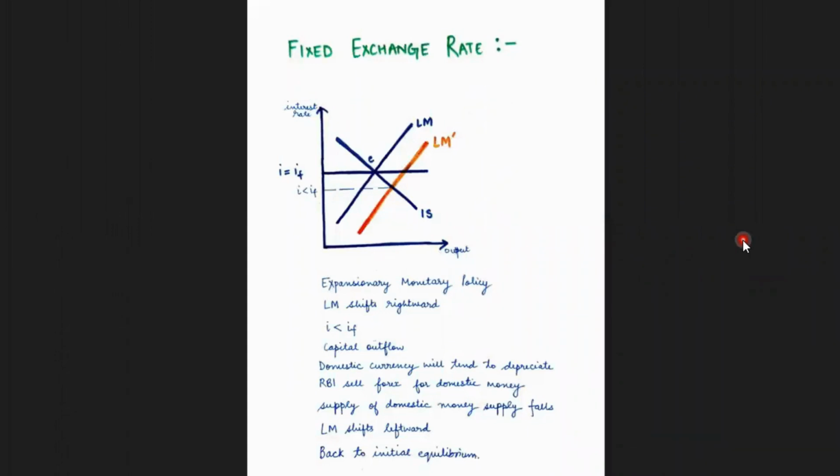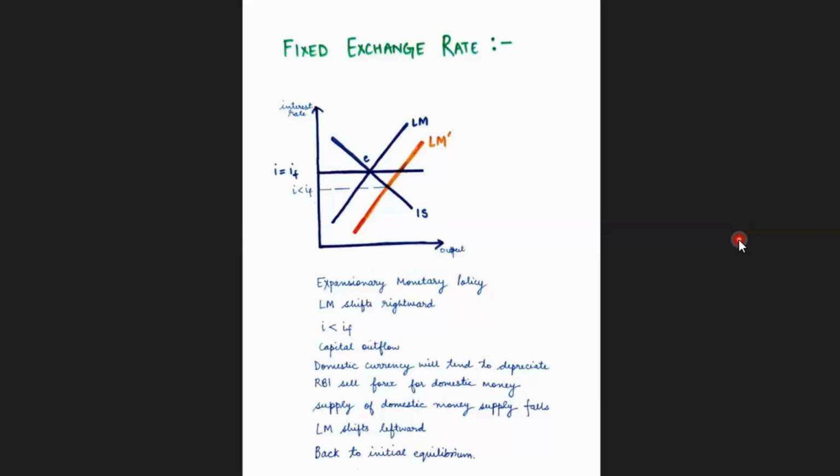A fixed exchange rate system is one where the exchange rate is set, maintained, and regulated by the government of that country. In a fixed exchange rate system, the central bank plays a major role in determining the exchange rate, as the central bank has the authority to sell or buy foreign exchange for domestic money to maintain the fixed exchange rate in that country.